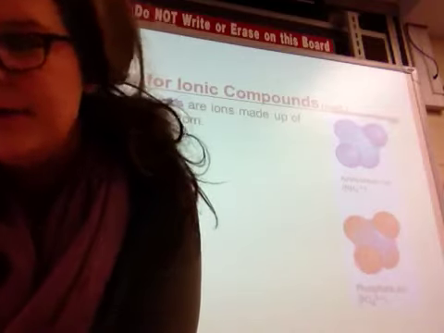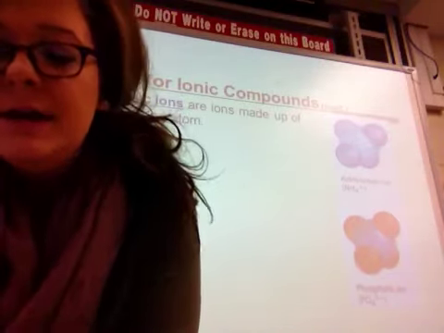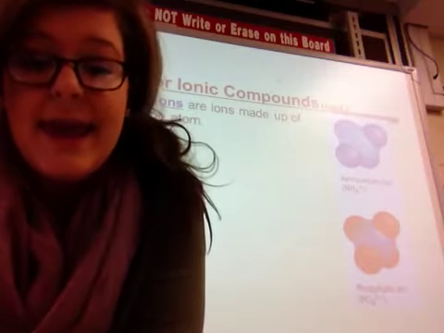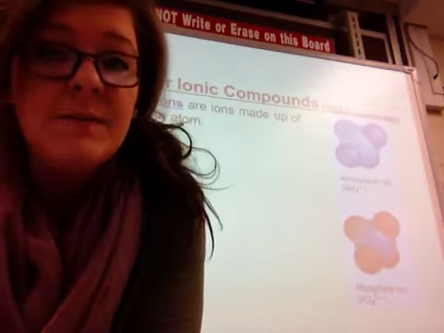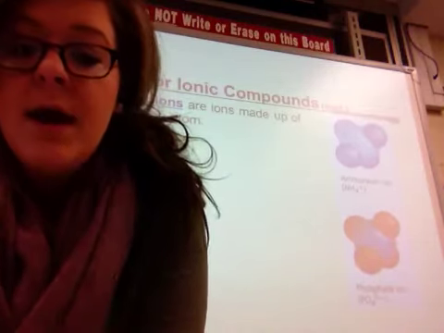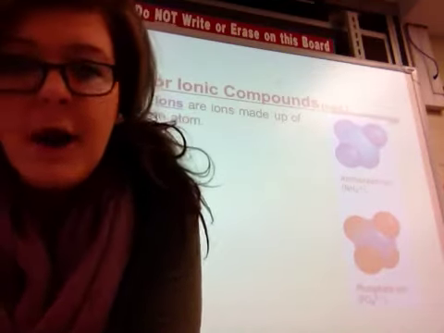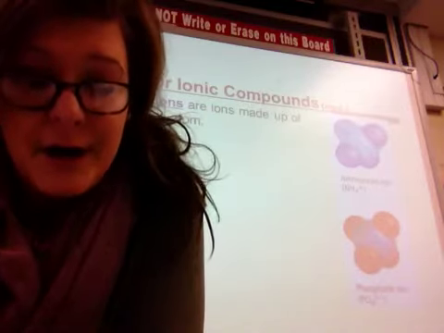So we know that an ionic compound consists of a metal and a nonmetal, or we could also say a cation and an anion. And we know that the cation is a positively charged element, and an anion is a negatively charged element. An ionic bond happens because we have a transfer of electrons.